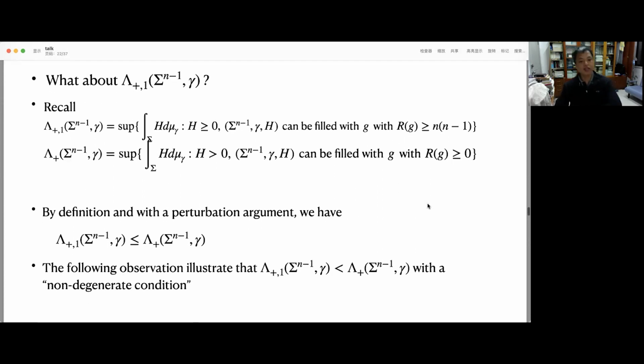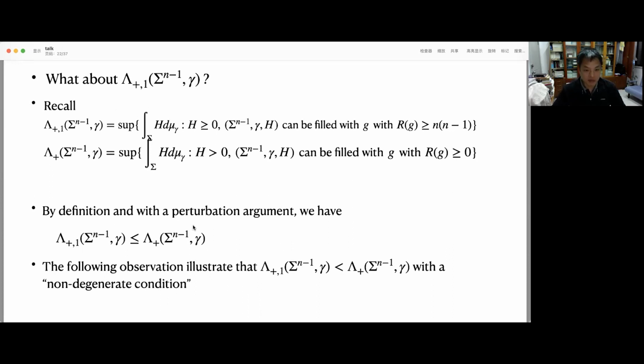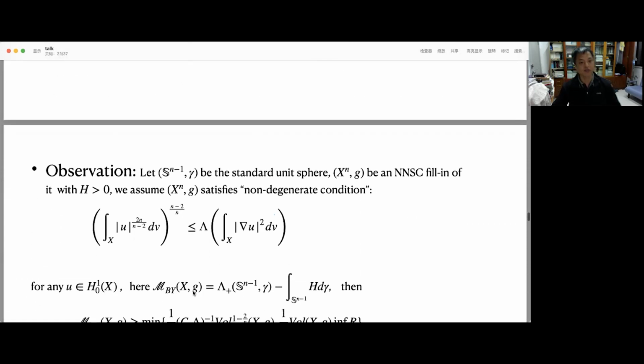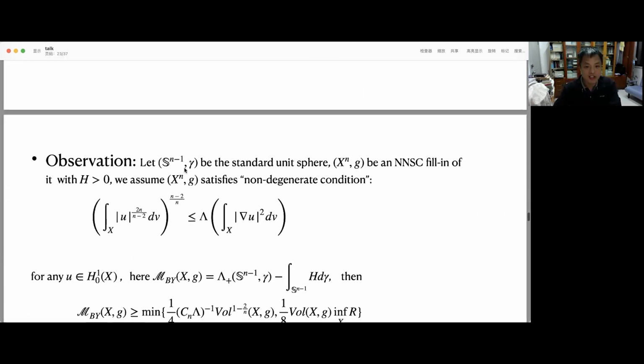And by definition, and with a simple perturbation argument, we can show that lambda plus one of a Riemannian manifold cannot be the same lambda plus. The following observation illustrates that we do have a strict inequality with a certain non-degenerate condition. Now, here's a very simple observation. Let S^m be the standard unit sphere, and let (X, g) be any non-negative scalar curvature filling with positive mean curvature, and we assume (X, g) satisfies the Sobolev inequality, which is called the non-degenerate condition.